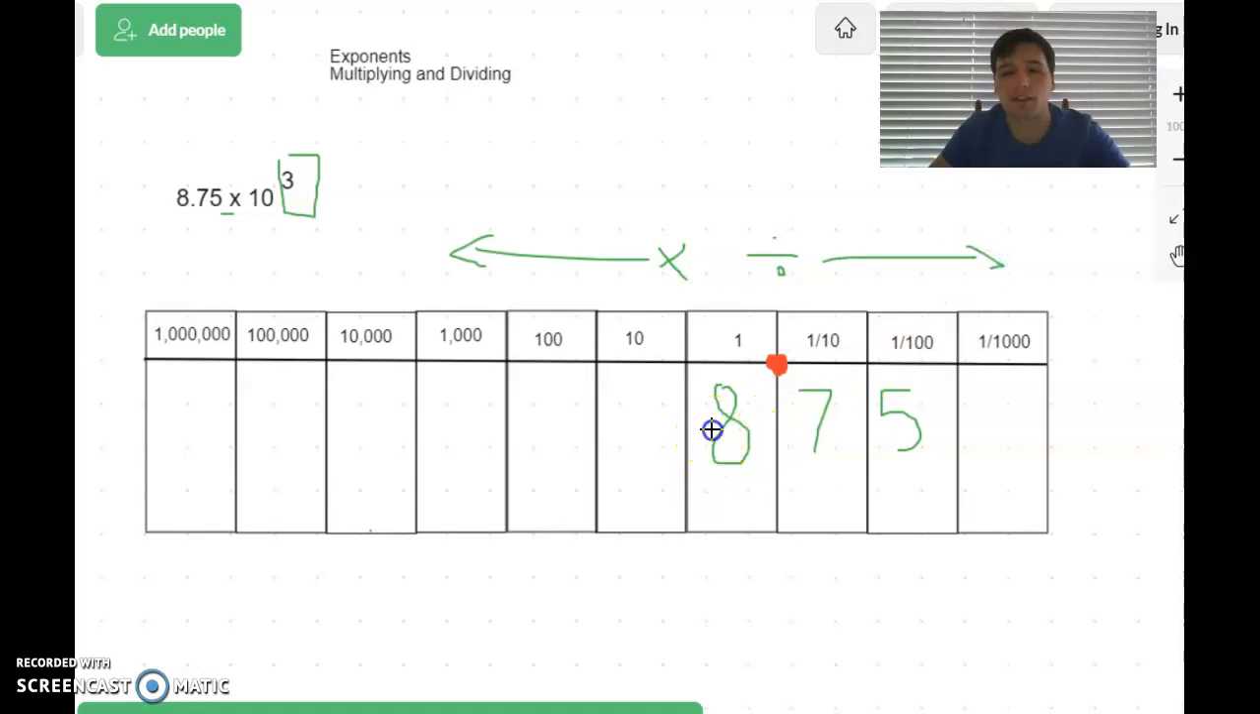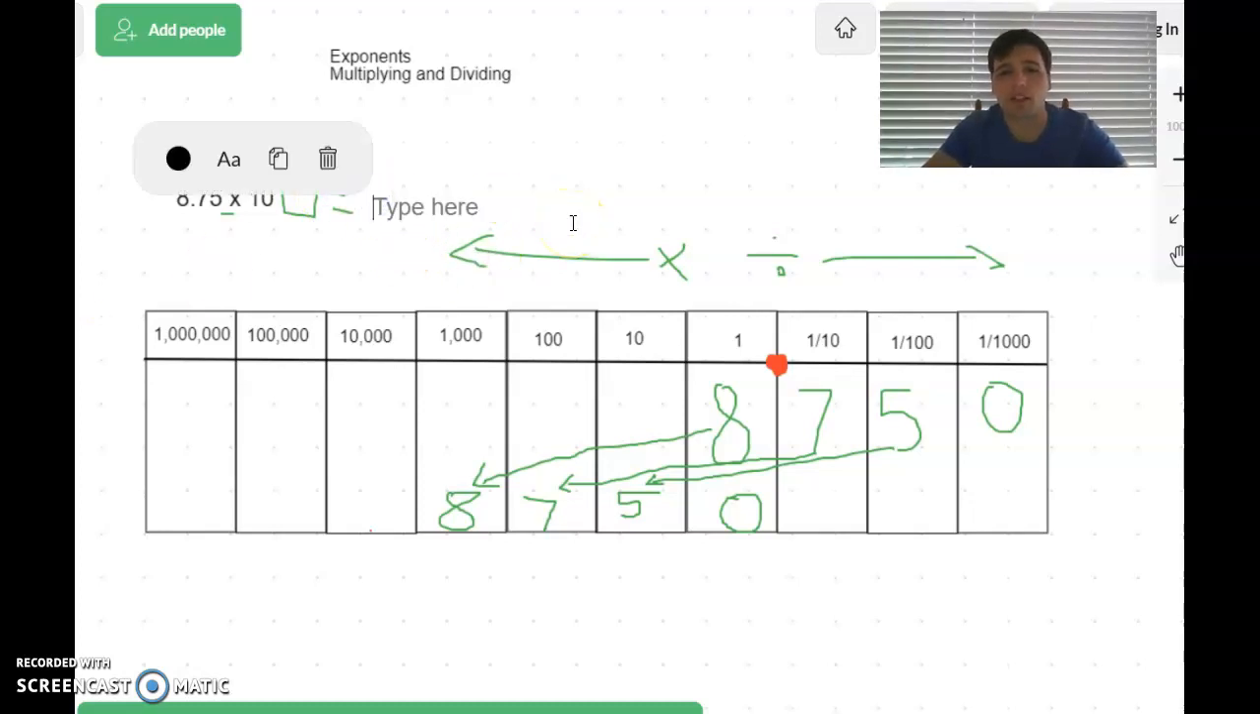I'm moving to the left 3 spaces. 1, 2, 3. I have 8 goes here. 1, 2, 3. My 7 becomes 700. 1, 2, 3. My 5 hundredths becomes a 50. I put a 0 in the ones column because I have no zeros. Remember, there's always an invisible 0 here, so you can always think about that. So my answer would be 8,750.